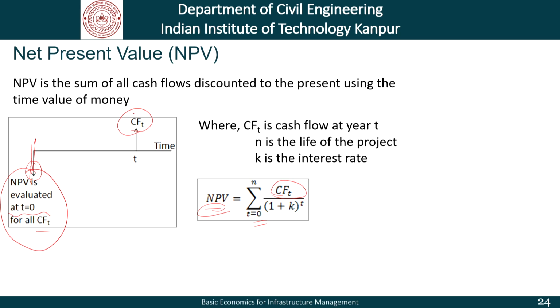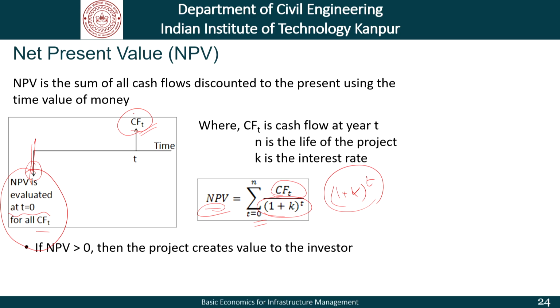In other words, each CFT is being brought to the present value, and then finally we sum up all the present values. Note that we are using this factor (1 + k)^t. I am leaving it to you to relate this part to the factors that we talked about a couple of slides earlier. Now, if NPV is greater than 0, then the project creates value to the investor and is a preferred investment, and if it is less than 0, it is not a preferred investment.